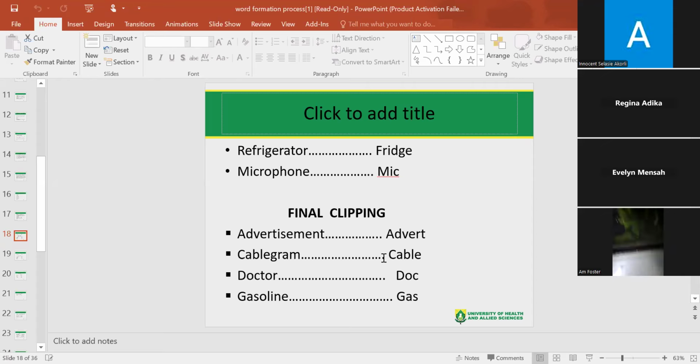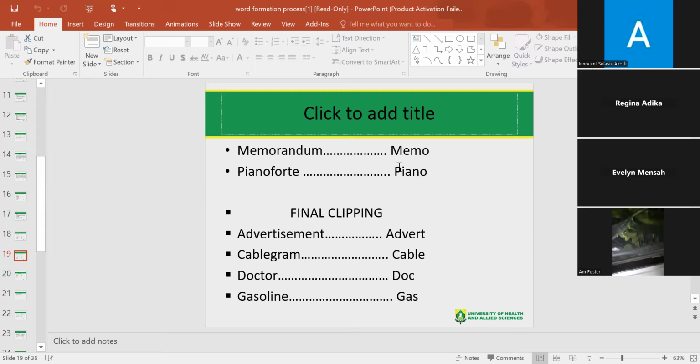When you take cablegram, gram is missing or is cut off. We have cable. We have doctor, doc. We have gasoline, gas. So in final clipping, the final syllable or syllables are cut off. They are missing. Very possible. So memorandum, memo, pianoforte, piano. So let's go to the next one.